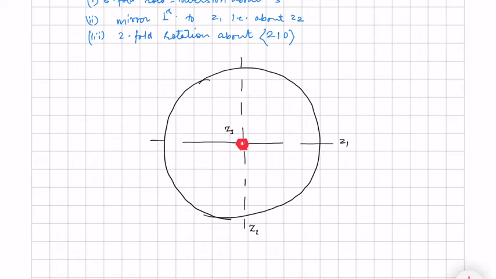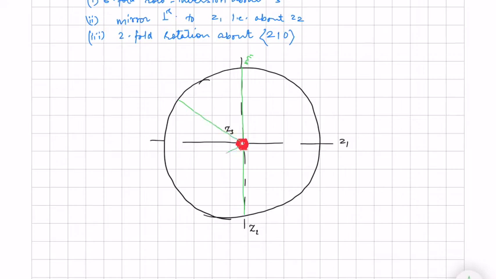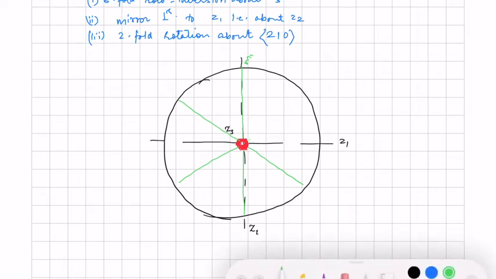Then we have a mirror perpendicular to Z1, that is about Z2. So this is our mirror M1. So when this goes about 6-fold rotation, it becomes a mirror here, then a mirror here. Sorry, this is 60 here, then it goes to 60, so 30 and 30, this is 60, then it goes to 60, and then it goes to 60. Okay, so this is all M, M, M, M, M.